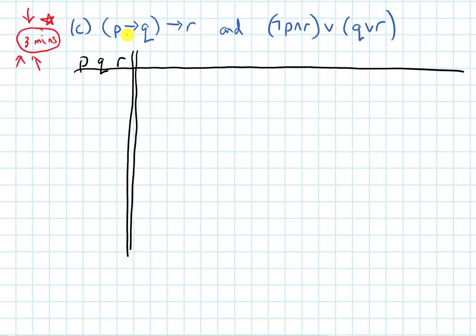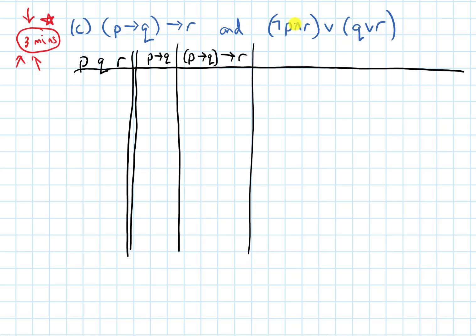So for the first proposition, I know I need P implies Q. And then from there, I can do P implies Q implies R. So we'll build up to it. For the second proposition, I will need not P. Then I can build not P and R.